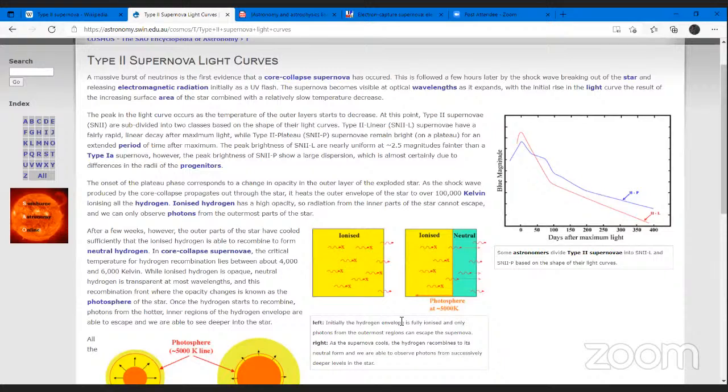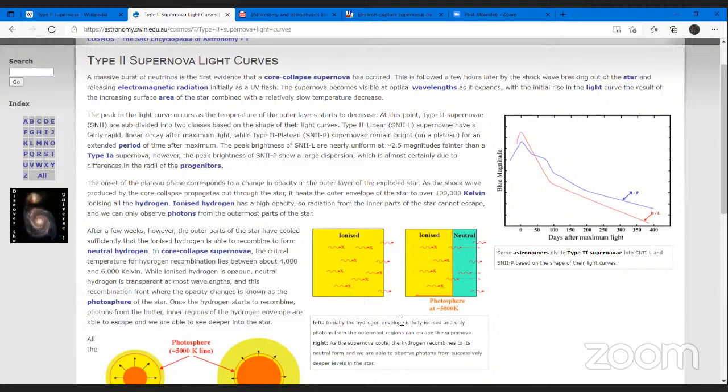Then, as the shock wave from the core collapse, we know this type 2 supernova is primarily caused because of this core collapse. So when this shock wave is produced by core collapse, it propagates throughout the star. It actually heats the outer envelope of the star to over 1 lakh degrees, 1 lakh Kelvin. So this temperature is high enough that the hydrogen envelope of the outer layer gets ionized easily.